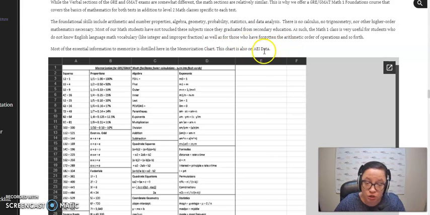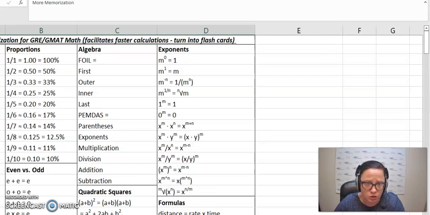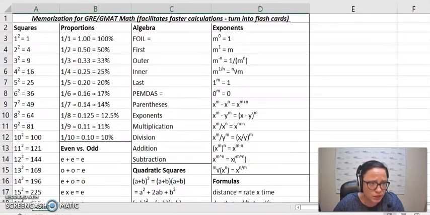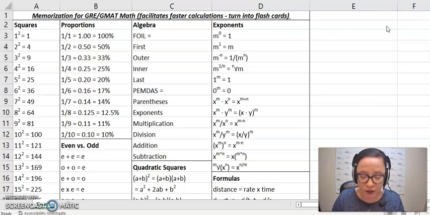This chart is also on AEI data, and I'm going to actually switch over to the Excel spreadsheet now and move our little screen over here so we can take a closer look at these points. I strongly encourage students to turn these into flashcards.